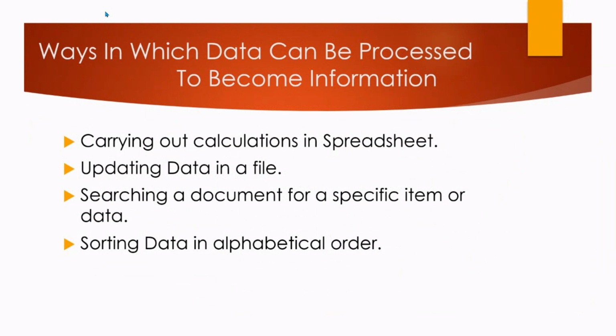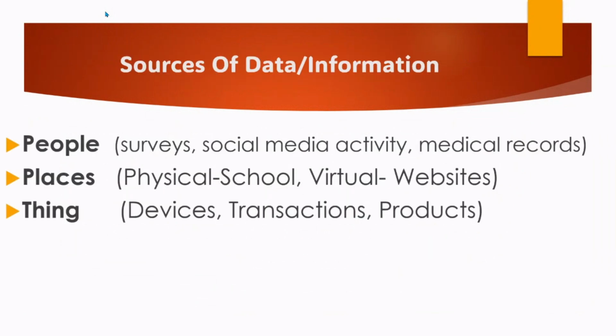Moving right along. Now we're going to look at some sources of data or information. The first source that we'd want to look at is people. People are considered a source of data or information. Why? People provide data through surveys, through social media activity. You can get information from people through medical records and also through their everyday interaction.